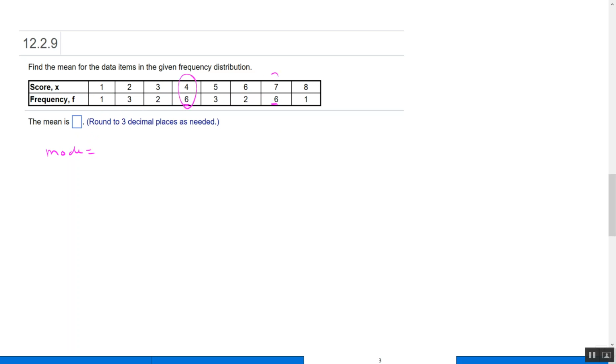So I actually have 2 modes. This one's going to be bimodal. So my modes are going to be 4 and 7, because these are the data items. The mode is going to be the data item itself.